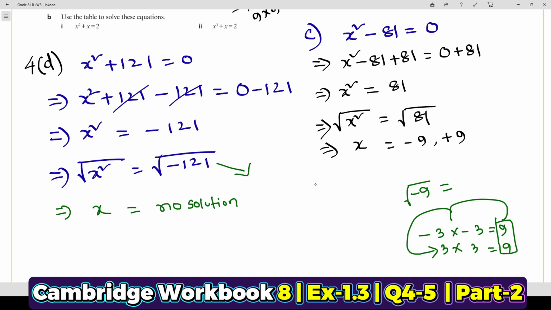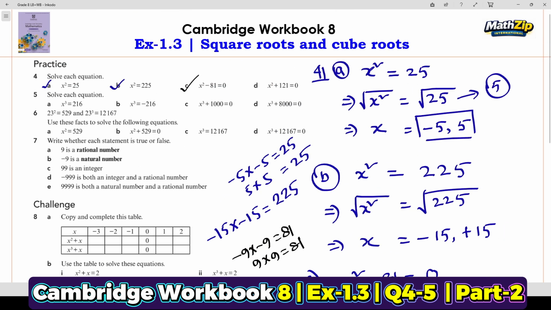Because 121 can come from 11 times 11 and also from minus 11 times minus 11. But minus 121, how can you find it? 11 times 11 is only 121. Minus 11 times minus 11 is also 121. How will you get this minus? That's why you will not get any answer. So number 4 done.